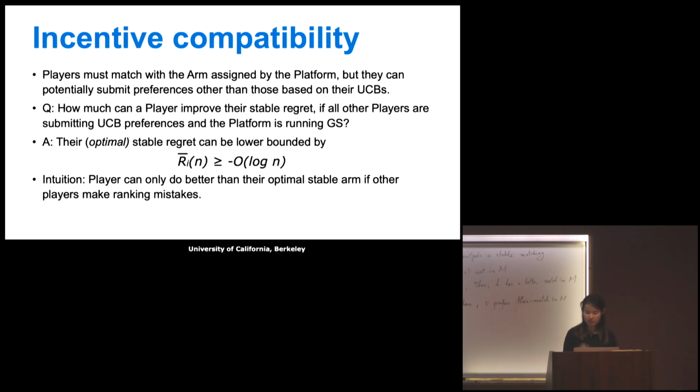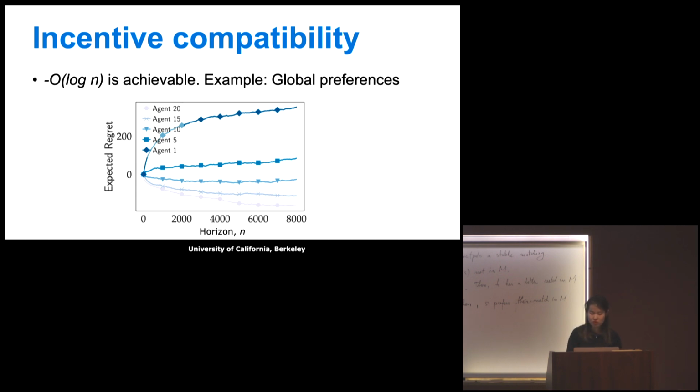An interesting open question here is, if the stable matching is not unique, is there any way I can try to game it and get my optimal stable arm, maybe at the cost of other players? That's an open question. We don't know. Just to show you this plot again, this negative log n bound is achievable, and we can achieve it in the global case. You see that some players are actually getting this negative log n dependence.